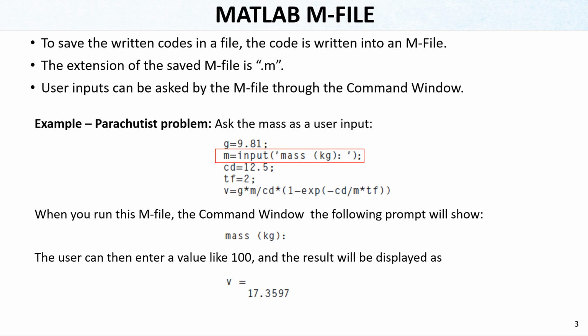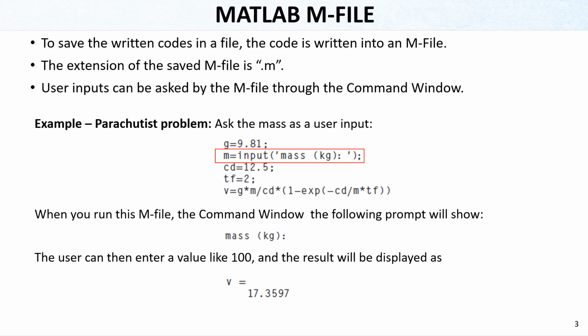So for example, for the Parachutist problem, you can simply create an M file and write these values over there. In the M file, for example, here we made a change. We called the mass input mass, so it will show in the command window as mass. So we can write this into the M file, save the M file, then run the M file.